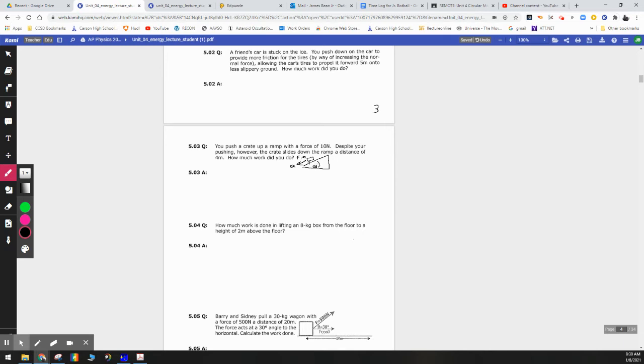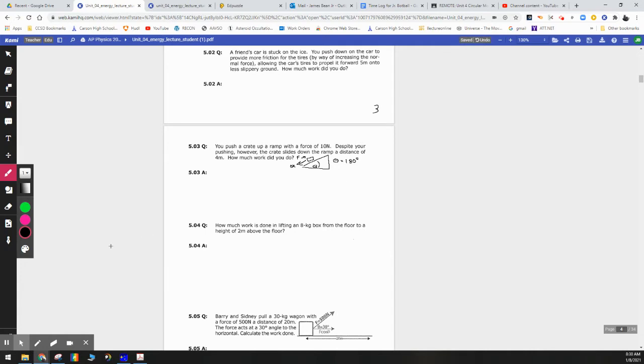This only becomes a factor if the force is applied at a different angle, but we'll assume that's parallel along the ramp here. So notice that this is directly opposing the force. So in this case, theta is going to equal 180 degrees. Okay, so go ahead and use that and see what happens.